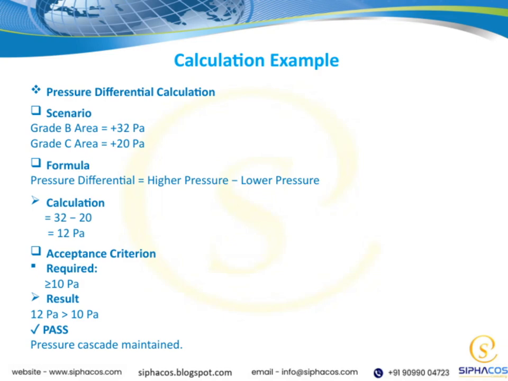Let's walk through a simple example of calculating pressure differential between two areas. Here, we have a grade B area at 32 pascals and a grade C area at 20 pascals. The formula is straightforward. Subtract the lower pressure from the higher one. So 32 minus 20 gives us 12 pascals. Since the required minimum is 10 pascals and 12 is greater than 10, this passes. The pressure cascade is maintained as it should be.